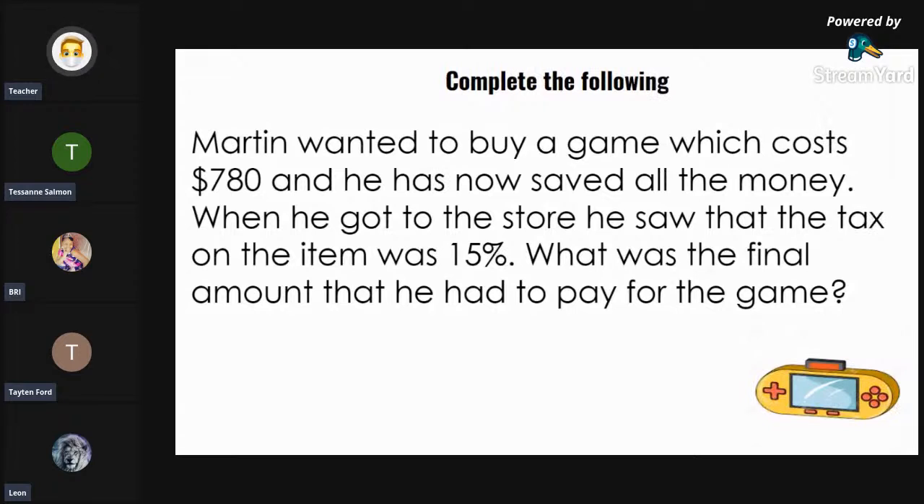Tessan, what's your take on that? Okay, sir. What I did was to find 1/5 of 780, and that would be 156. And to find the 15%, I multiplied 156 by 3, and I got 468. And then I added 780 plus 468, and I got $1,248. It's interesting. Let's go again. Sir, can you repeat, please?